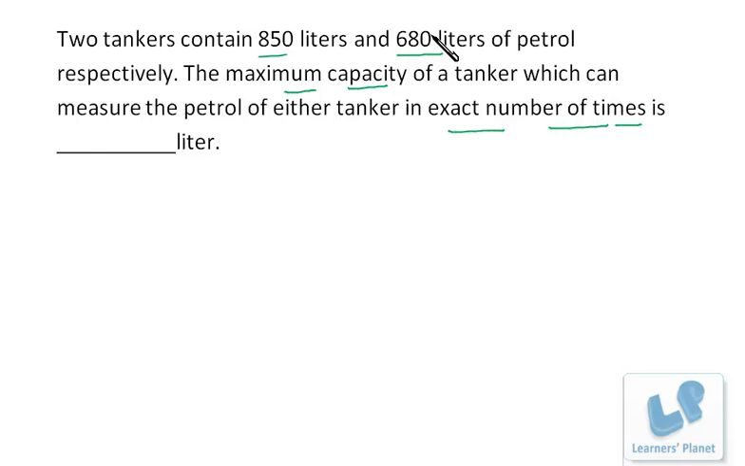Friends, you should be very much clear about where to find out HCF and where to find out LCM, right? A good number of students make mistakes over here. In this case, we are looking for a container that can measure the quantity 850 as well as 680, in exact number of times. No fractions are allowed. That is, 3 containers is allowed, 3.5 containers are not at all allowed. So we are looking for a factor of 850 and 680. Now for the maximum capacity, we are looking for the highest common factor, that is HCF, right?